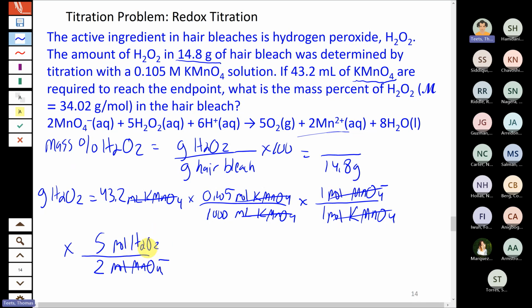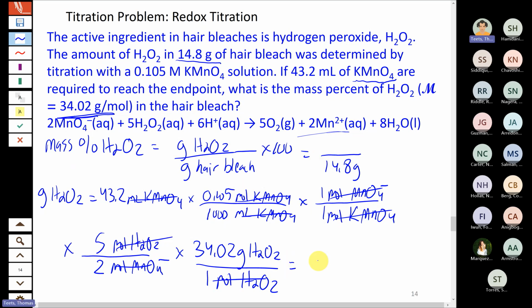Very often in titration problems, you would stop here because we would need that number. But what we actually need for this one is the mass of that substance to get the mass percent. So we have to do one more step, which is using the given molar mass, 34.02 up there, to calculate grams of H2O2 that would correspond to. So 34.02 grams of hydrogen peroxide per 1 mole. That's the molar mass of that substance.